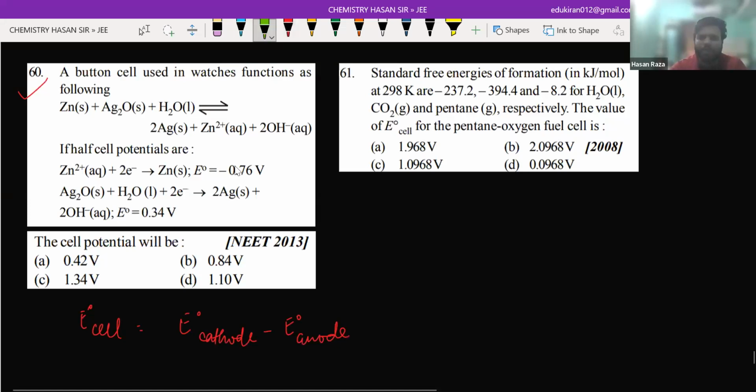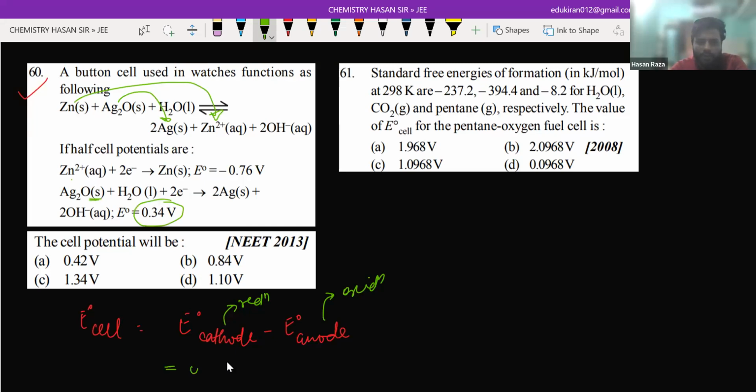Now how are you going to recognize which one is E0 cathode and E0 anode? It's very simple. At cathode there is reduction. You know that at anode there is oxidation. So you can see here zinc is oxidizing and Ag is reducing. So Ag will be at cathode. What is the value for Ag at cathode? You can see it is 0.34 electron volts.